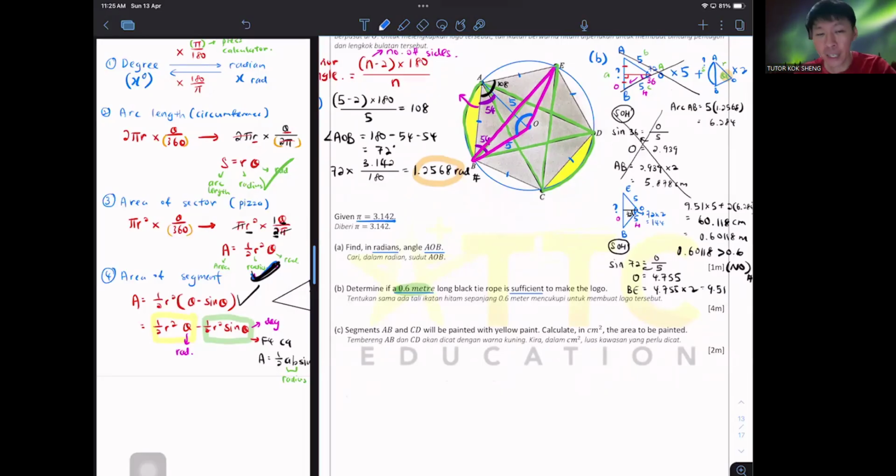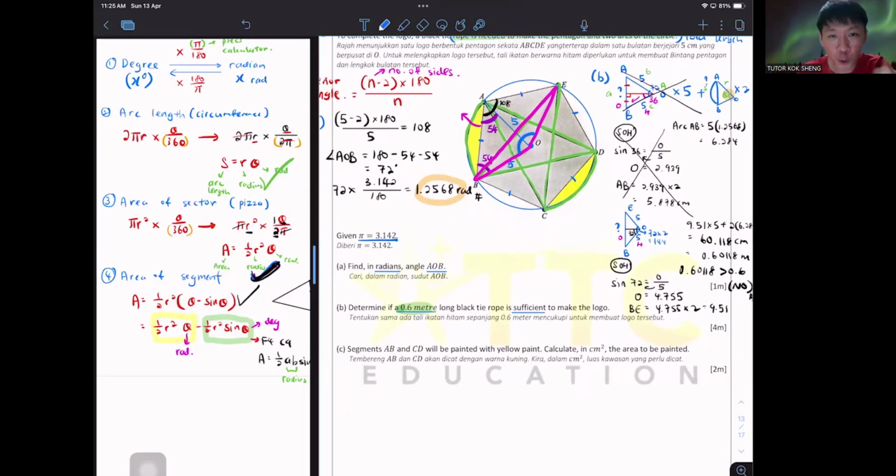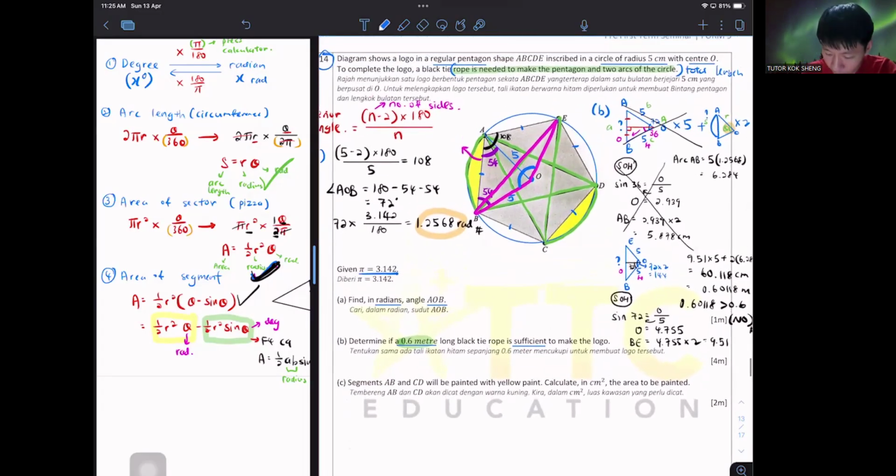Oh no, you see, we are finding the rope that is used to join all the pentagon here. The question says here already: the rope is needed to make the pentagon and two arcs of a circle. So how they complete the logo is they start from anywhere, let's say from here, then the rope goes all the way until here, goes down, forms a star shape here, and then continues with the arc.